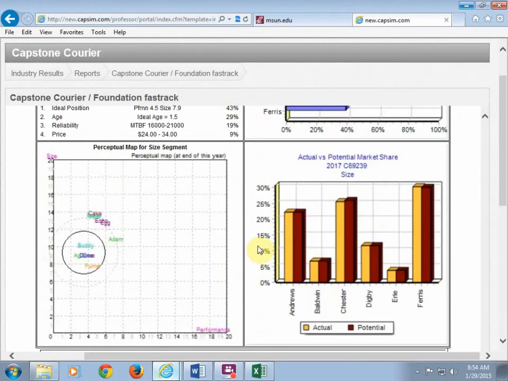And in the size category, Andrews, look at that, that's kind of odd. Andrews, Chester, and Ferris are competing there. Boy, everybody's kind of all over the place there, right? Interestingly.